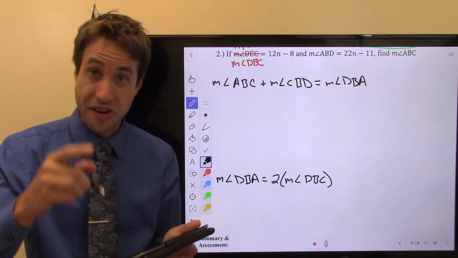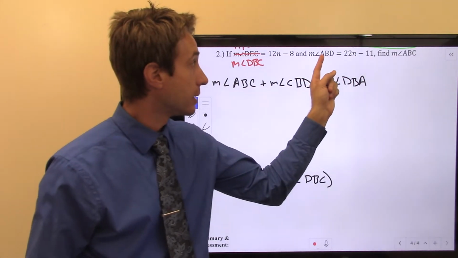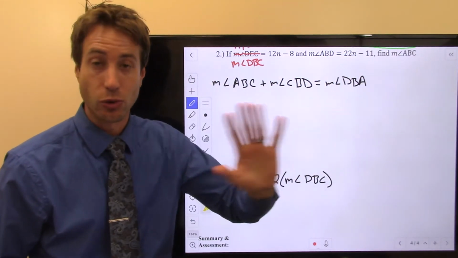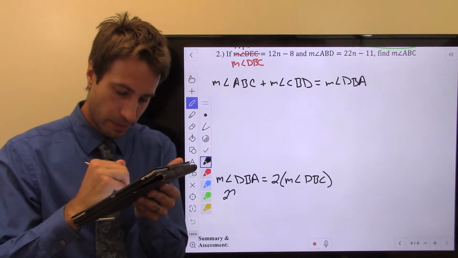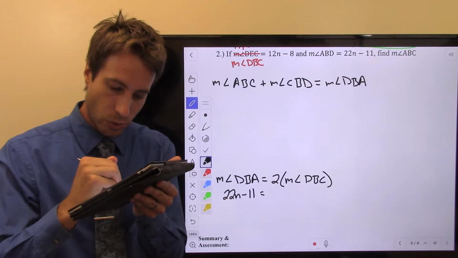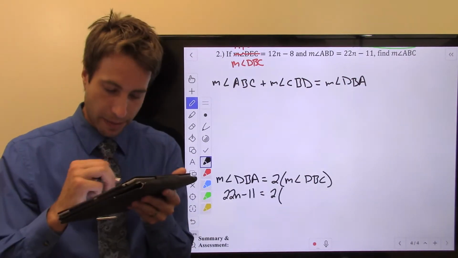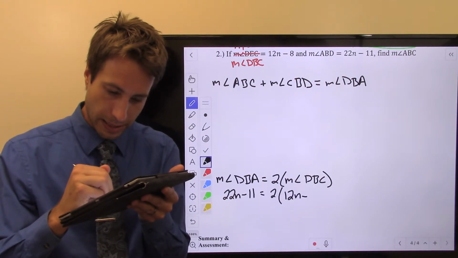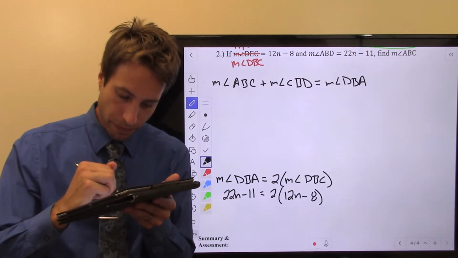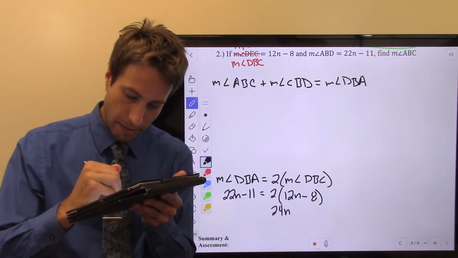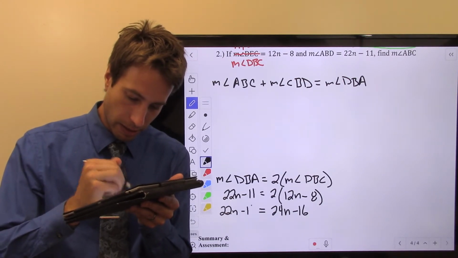All right. Now I can plug stuff in. I know DBA, I wrote it in the reverse order, but again, remember that doesn't matter. So it's 22n minus 11 is equal to 2 times DBC. So 12n minus 8. All right, here we go. Let's solve for n. Distribute the 2. So 24n minus 16 equal to 22n minus 11.